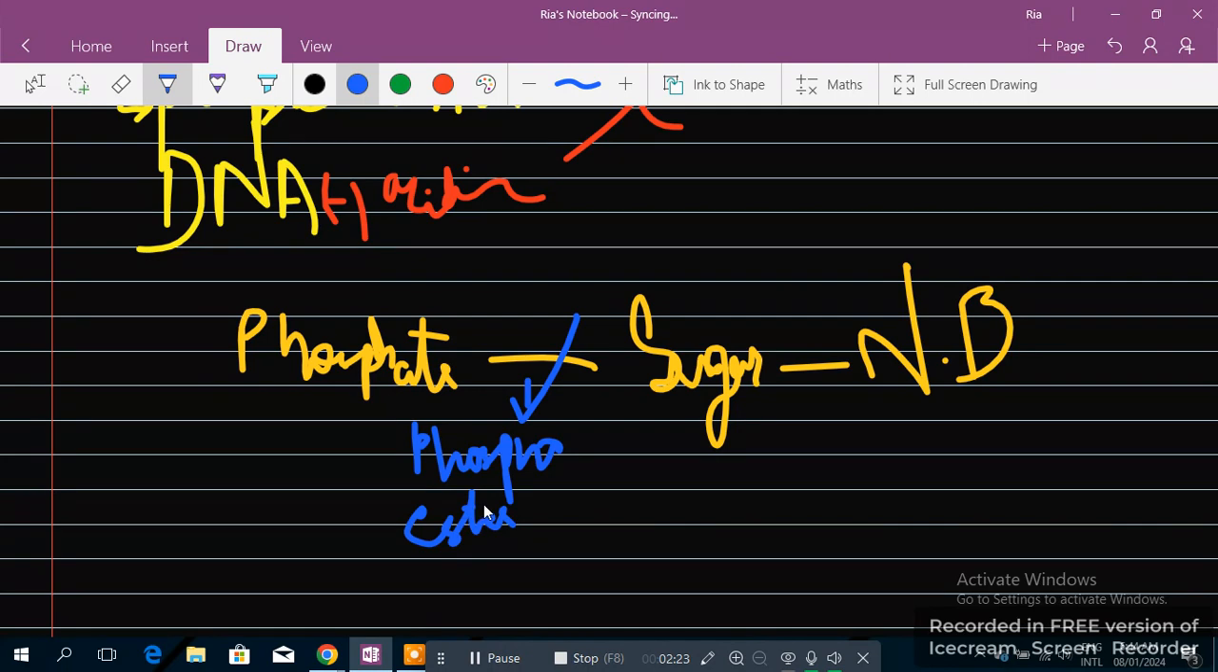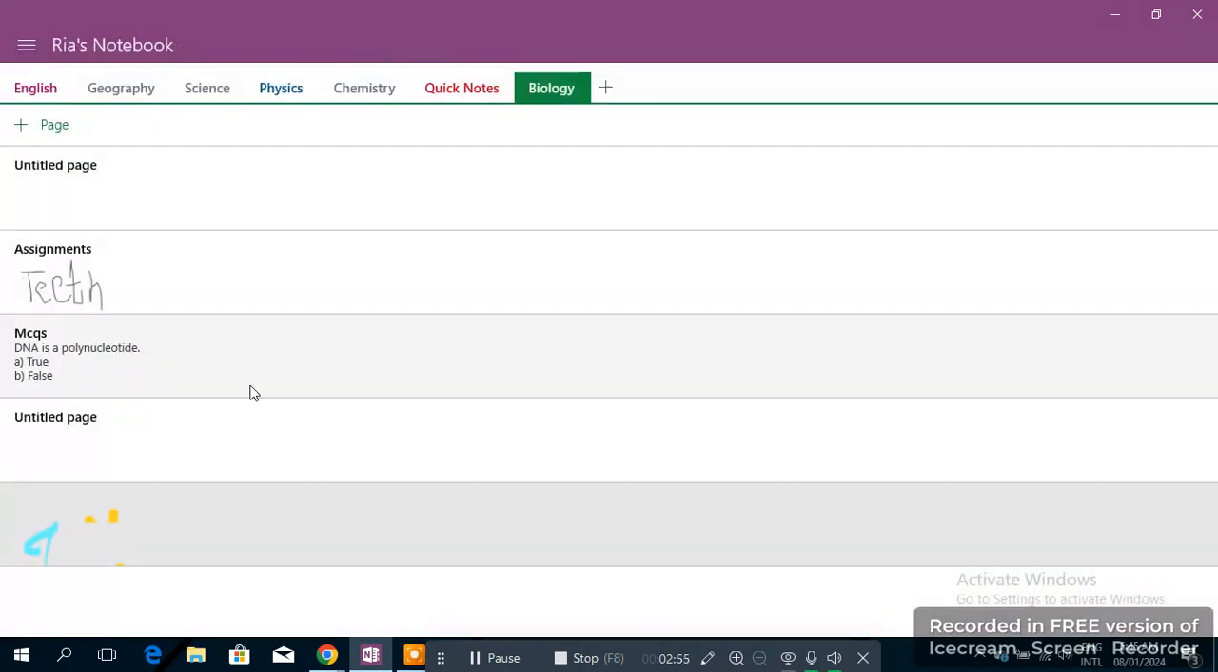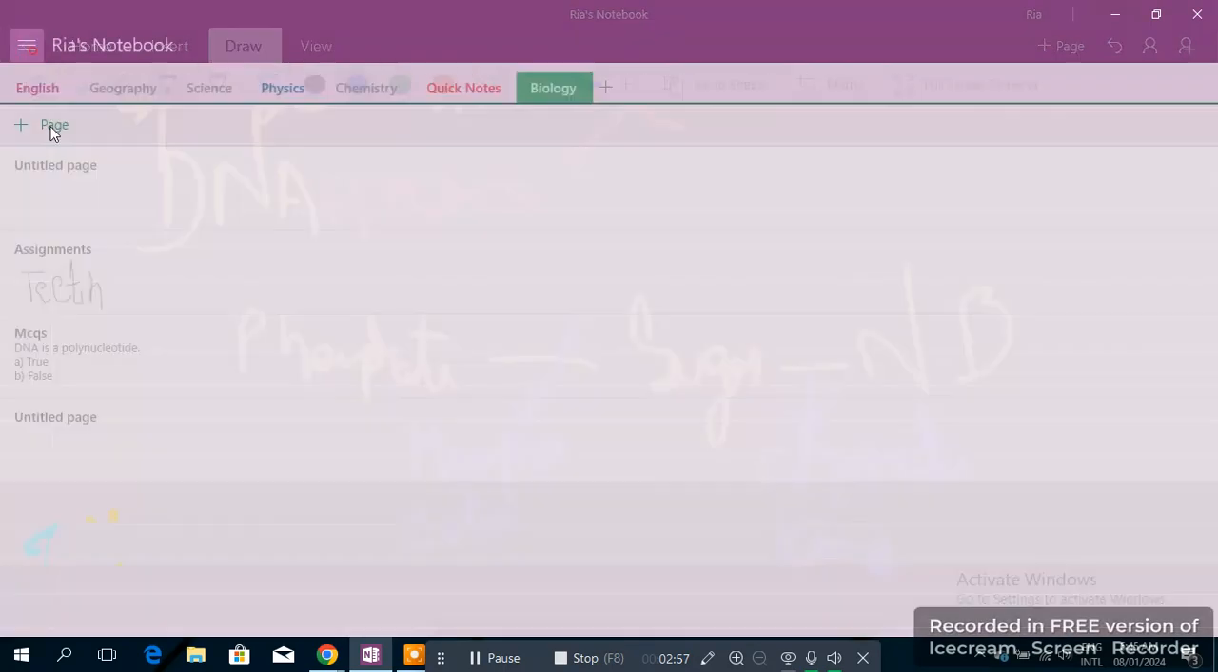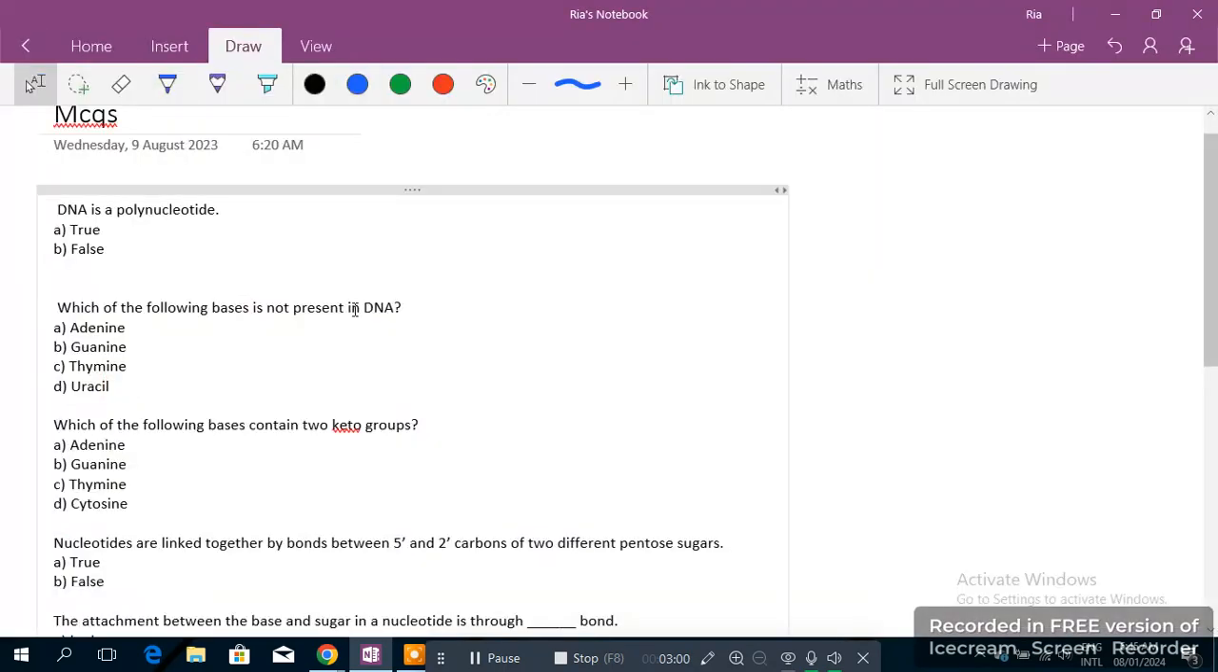After that, we'll do MCQs of the complete biomolecule together. For now I'm just going to give a few MCQs of this nucleic acid. The bond between sugar and nitrogenous bases is the glycosidic bond. This is the concept, because it will be asked in MCQ and it's very important. So let's start with this one.